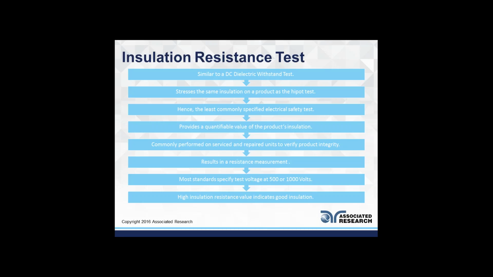You have a much better designed product. The way the IR test is performed is you're applying a DC voltage, you're measuring the leakage current, and then the leakage current is turned into the actual ohmic value of the resistance. So this will actually quantify your insulation's resistance value. A lot of standards do require the IR test. It's not one of the common tests, but some of the standards do require this as part of their type testing and routine testing.